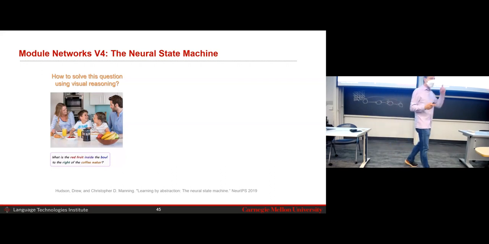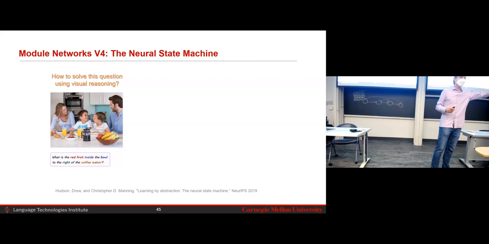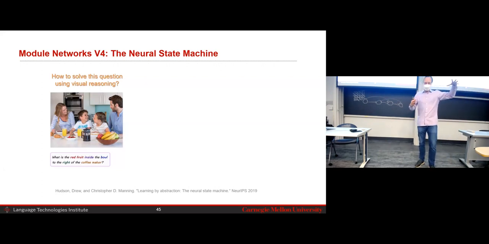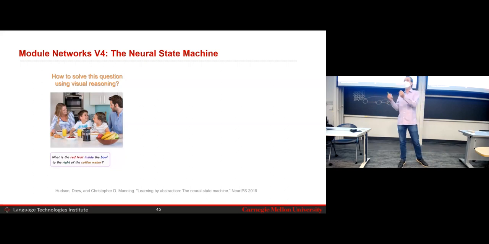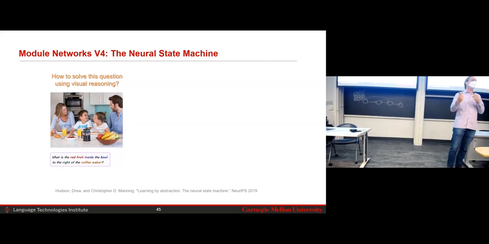In most of the previous work on module networks and neurosymbolic approaches, there is a need for planning and programming those modules, and a lot of it was language driven. These days, the programmer, the coordinator, is often language. But I wanted to give you an example where vision is the programmer, the coordinator.